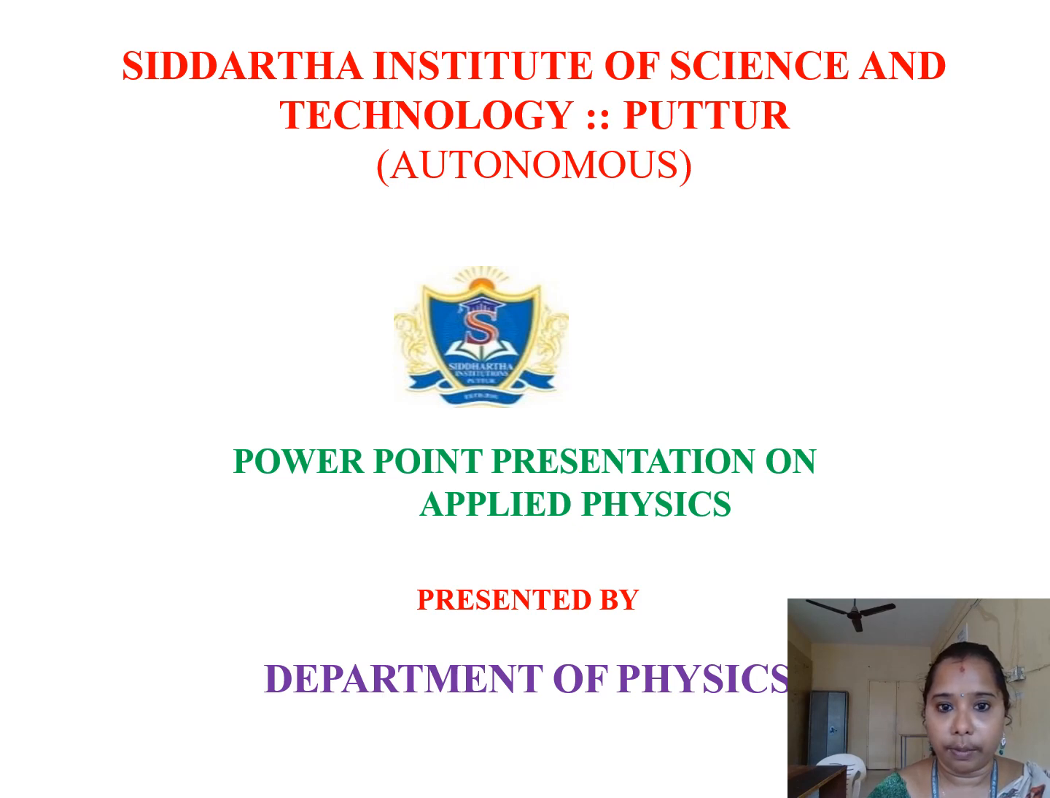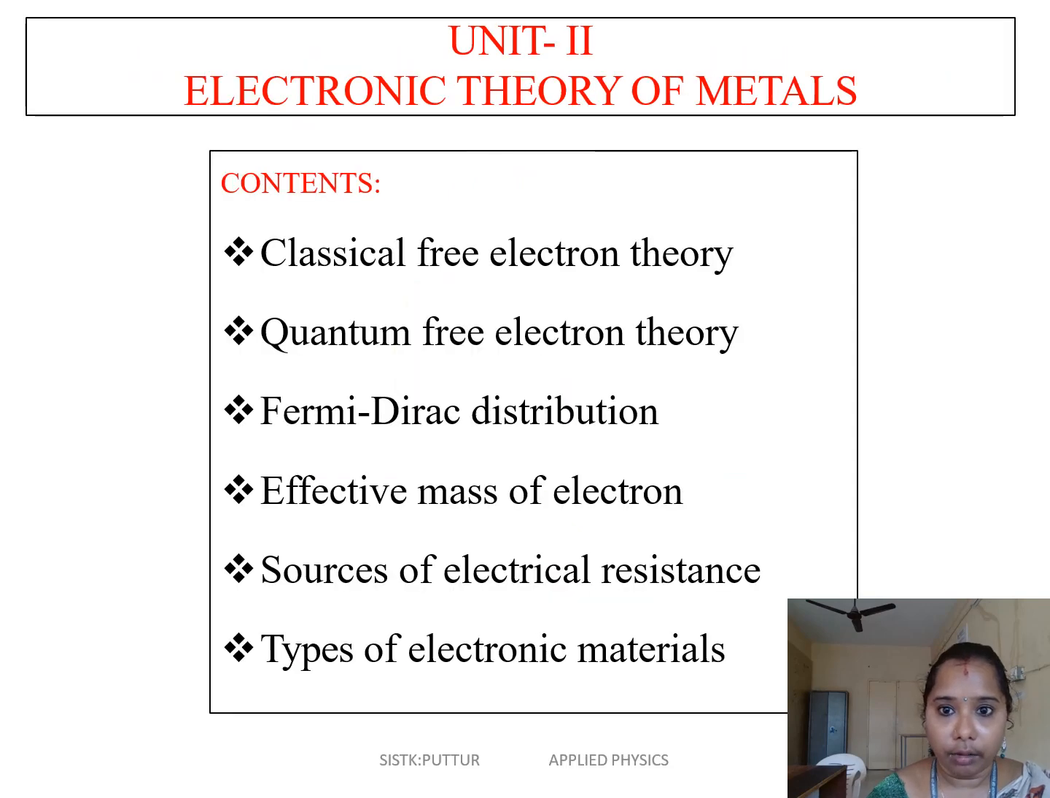Today I'm going to explain the electron theory of metals. In this electron theory of metals, there are different types of contents: classical free electron theory, quantum free electron theory, Fermi-Dirac distribution, effective mass of electron, sources of electrical resistance, and types of electronic materials. So these are the contents.